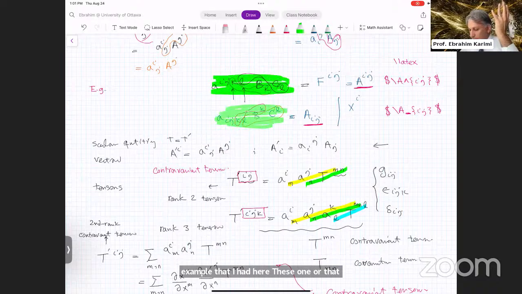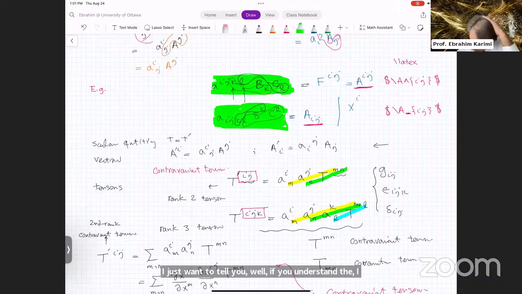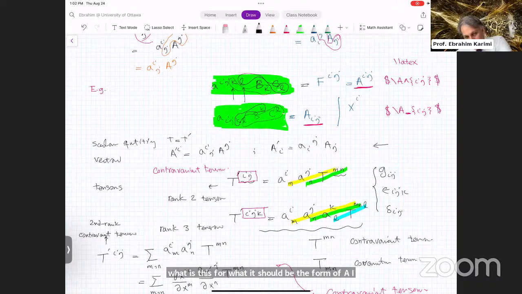I just want to tell you, well, if you understand the Einstein convention rule of summation. So this was an example. What is the meaning of A_ijkl? I'm now asking you. It can be anything, but can you tell me what is the form of A_ijkl? Can you type in Q&A?